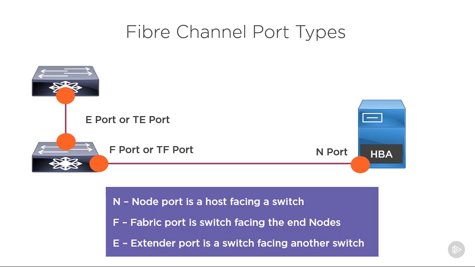We have the N port. This is the node port. This is a server that connects to the Fibre Channel network. You plug in the host bus adapter, that's an N port. And it's going to plug into the Fibre Channel switch, which is the F port, the fabric port.